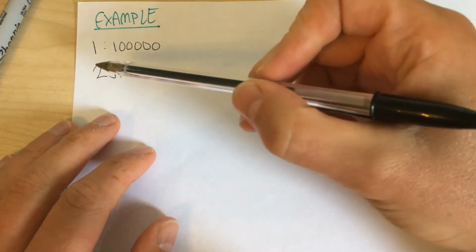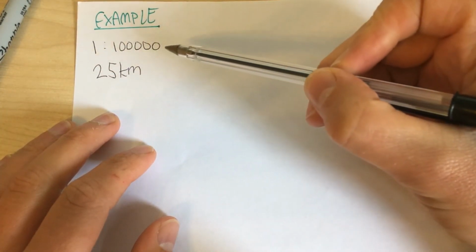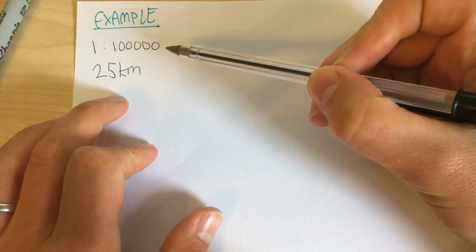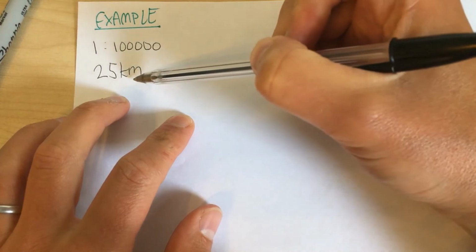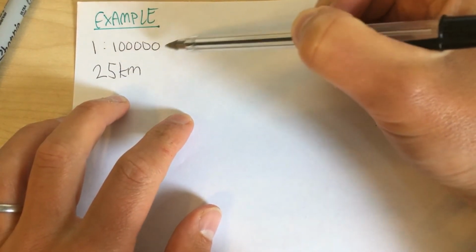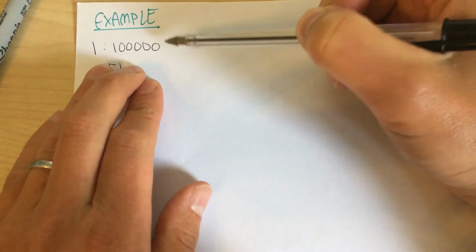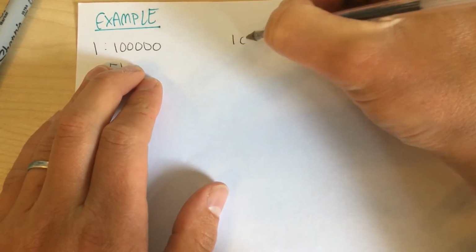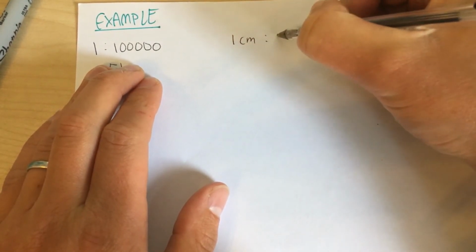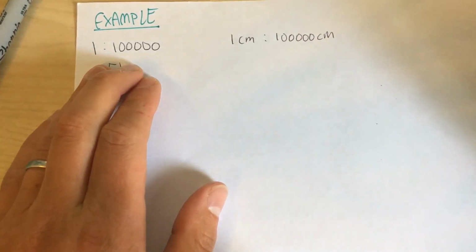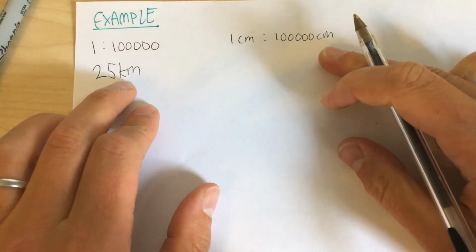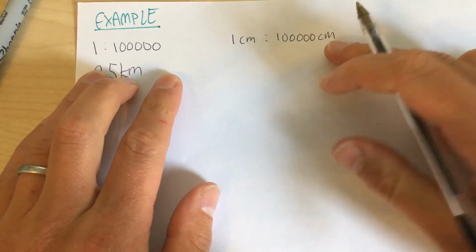Here we have a scale of 1 to 100,000, and we want to find the distance on the map, knowing that the distance in real life is 25 kilometers. So we'll deal with the scale first. So at the moment, we have 1 centimeter on the map is equal to 100,000 centimeters in real life. But we want to work with kilometers. So let's see what we can do here.